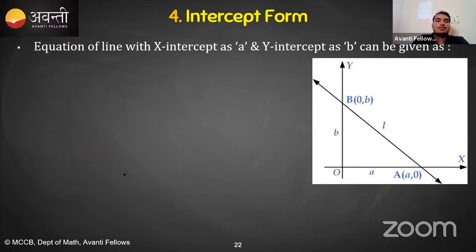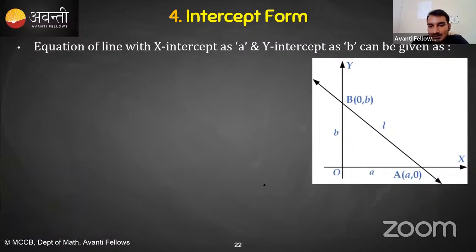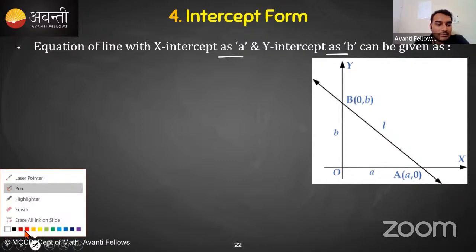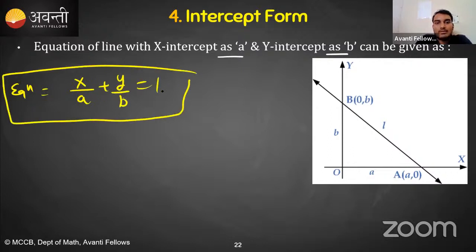So now the fourth form is that you are given x intercept and y intercept. So now in the question, x intercept and y intercept is given. This is your x intercept. X intercept is a, and y intercept is b. So how will you write this equation? Directly, you can write x upon a plus y upon b is equal to 1. So the equation of a straight line with x intercept a and y intercept b can be written as x upon a plus y upon b is equal to 1.